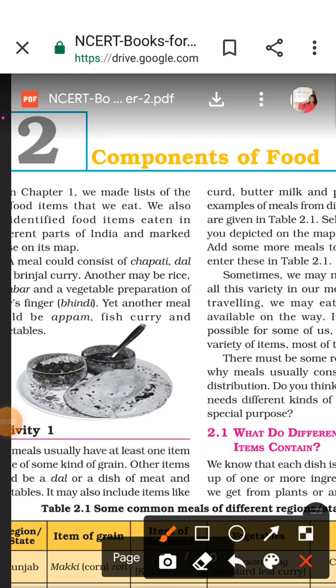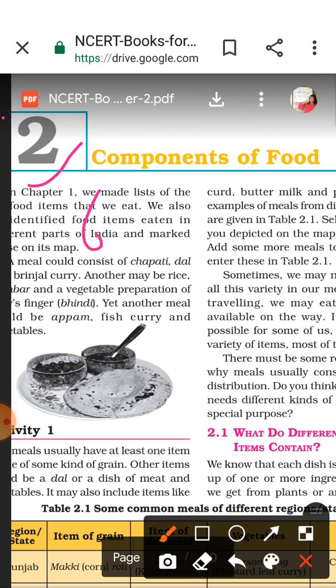Welcome to my channel again, and in today's video we will start our NCERT class 6 chapter 2, that is components of food. So in chapter 1 we just read food and where does it come from and food sources, herbivorous, carnivorous and omnivorous. Let's take a quick revision of what is food and where does it come from.